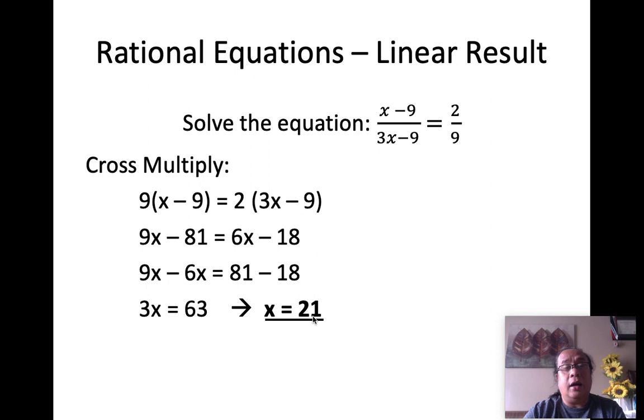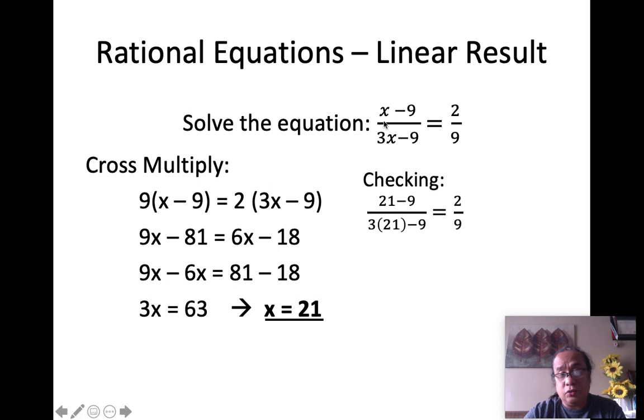Now, how do you know that this is the final answer? You check the result. You check by simply substituting 21 for the x's in the original equation, the one on top and the x down here, and make sure they equal 2 over 9. So you do a bit of checking by simply plugging in.